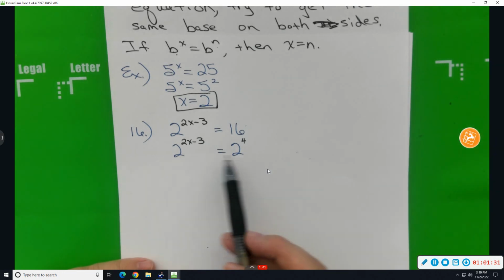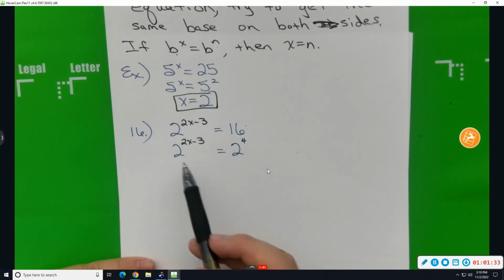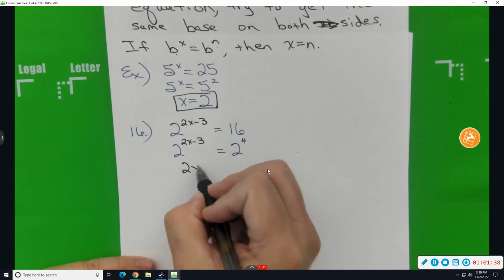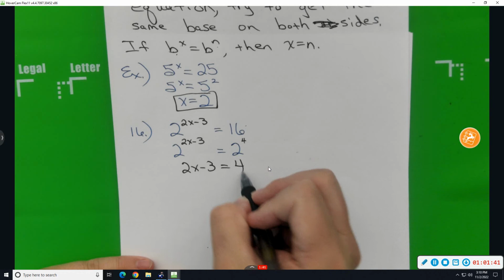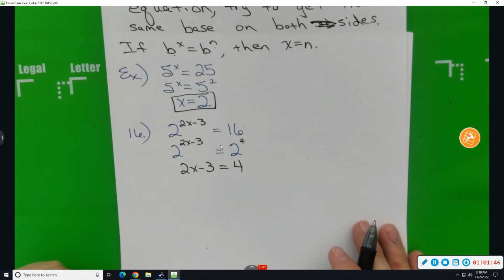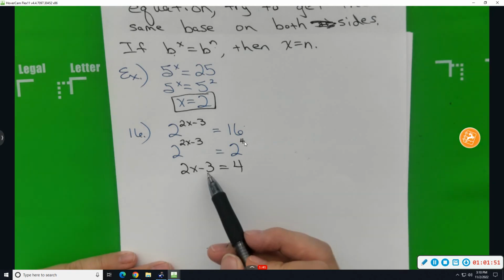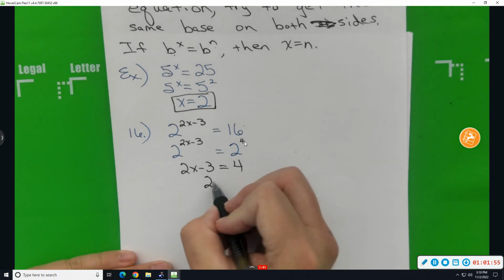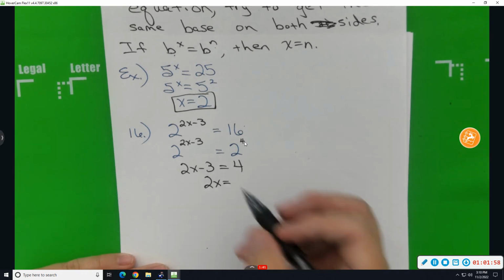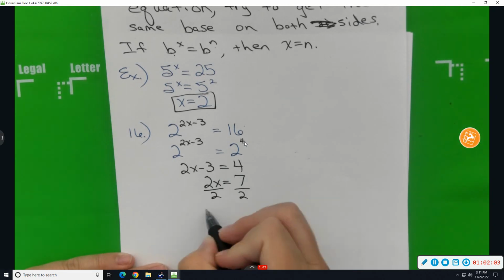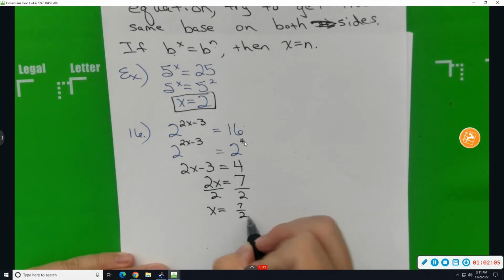And then once you get here, it's getting the common base. Once you get to that point, you drop the base and set the exponents equal. If you have the same base on both sides, you can drop the base, set the exponents equal. I'd move that constant term over and combine it with the 4 to give me 2x equals 7. And then to give us x equals 7 over 2.